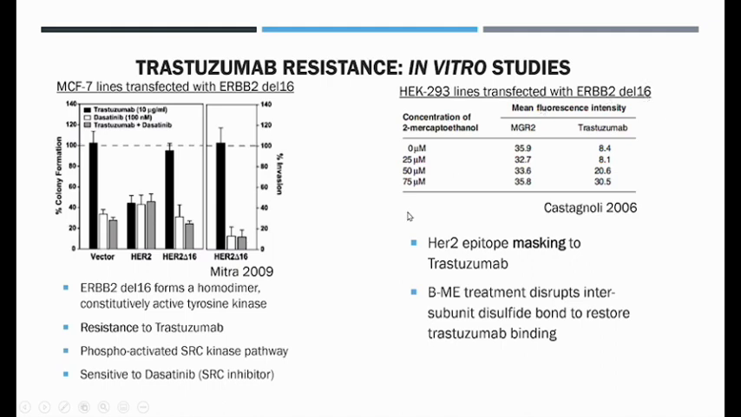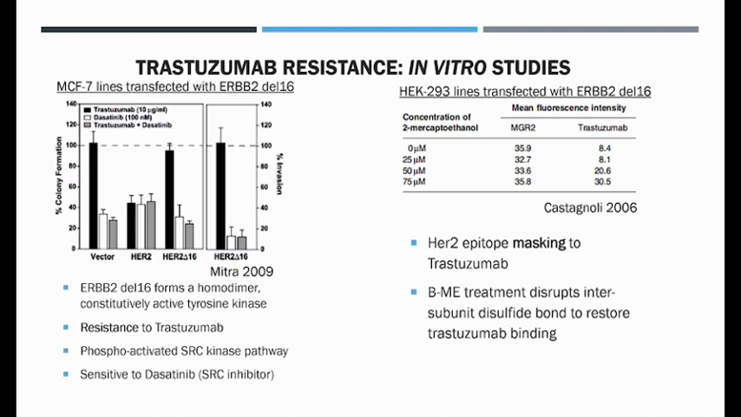And then trastuzumab was present in the 2D culture system, and they looked at fluorescent trastuzumab binding intensity. They had a trastuzumab tagged with a fluorophore, and then they saw how much of that is binding to these transfected cells. And they did different conditions of beta-mercaptoethanol. I don't know if you guys remember from basic biochemistry, BME is used in protein extraction when we're trying to denature the proteins from their quaternary to tertiary to secondary structures.